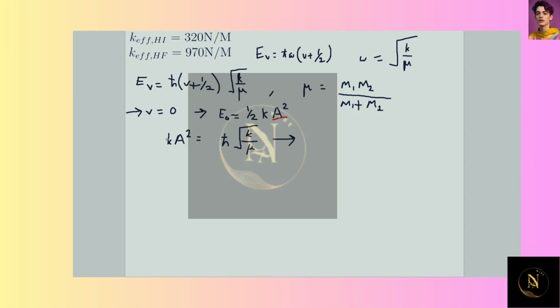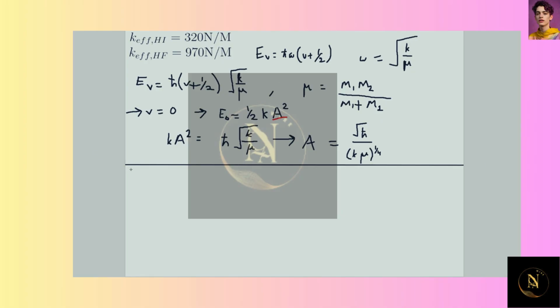So, taking the K over to the other side and square rooting it, we get A is equal to root h bar over K times mu, all to the power of a quarter. This is because root K divided by K is equal to 1 over root K, and then we square root it again to get this factor of a quarter. So now all we need to do is determine those values for the two molecules that we've been given.